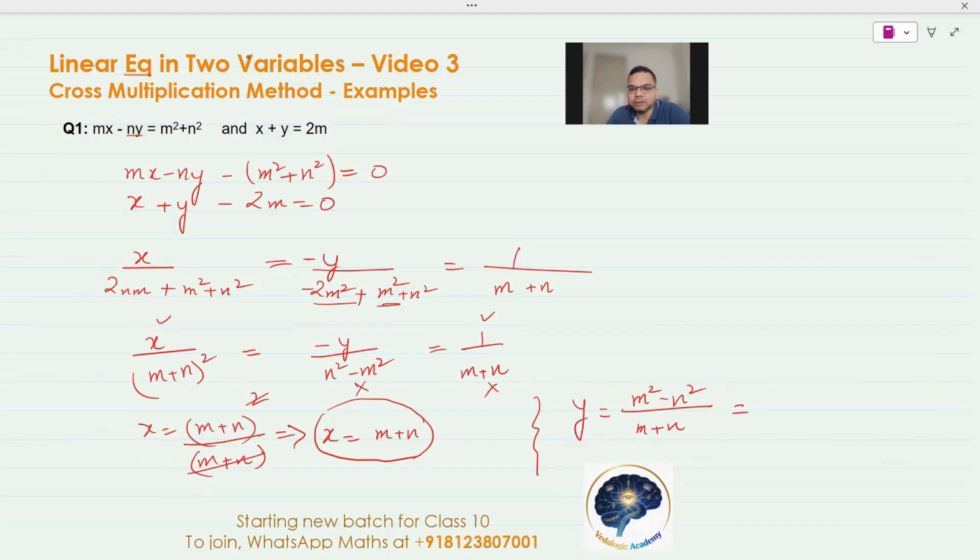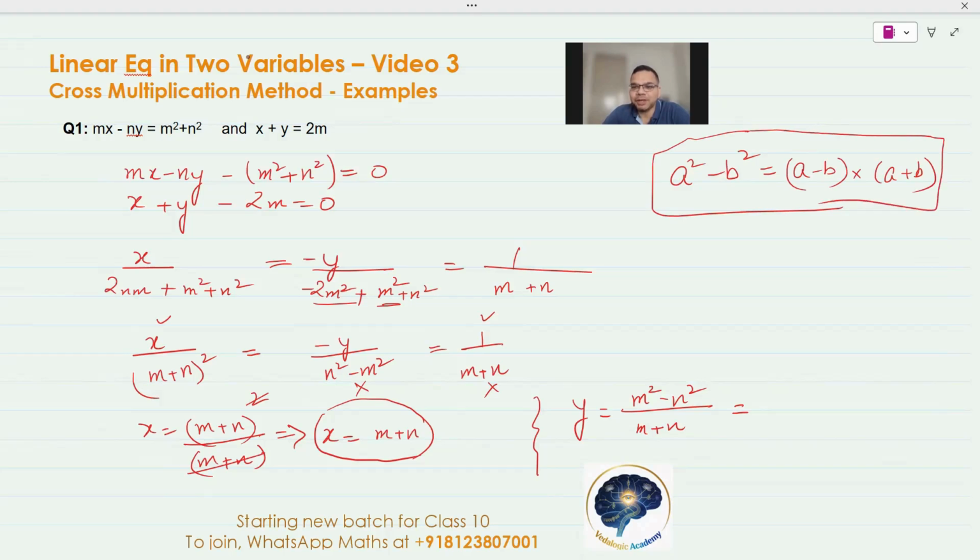So if you know the m square minus n square formula, can you tell me what is the formula of a square minus b square? It is a minus b into a plus b. This is the same formula that you have learned before, and we are going to apply it here. So m square minus n square becomes m minus n into m plus n. And in the denominator, we already have m plus n. So these two terms are same, so I'm going to cancel them. Therefore, y becomes m minus n.